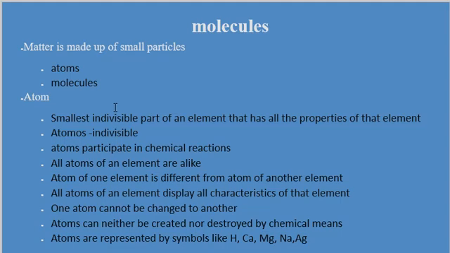Atoms are represented by symbols. For example, H stands for hydrogen, Ca is calcium, Mg is magnesium, Na is sodium, Ag is silver. Now what does this mean? Hydrogen, English word, H, first letter. Calcium, when one letter cannot be used, they use two letters. So C is carbon, Ca is calcium.